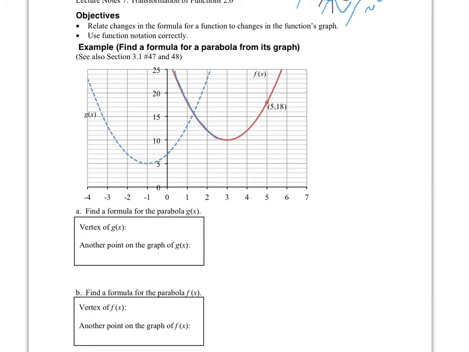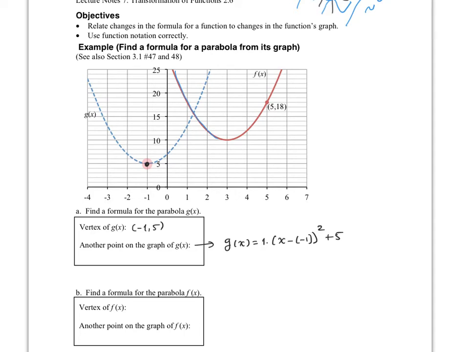Notice that these are parabolas and they are going up. So for this one, the vertex is this point, which is the point -1, 5. So therefore the equation, since this is going up for g of x, is going to be 1 times (x minus 1) squared plus 5.